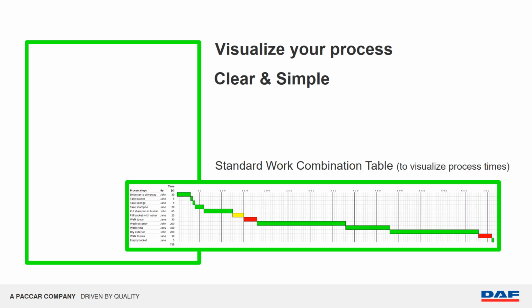The standard work combination table gives a visual overview of the time associated with each step in your process. It's used to visualize the total cycle time of a process and where best to look for improvements. With colors, you can highlight machine time, operator time, waiting time, etc.